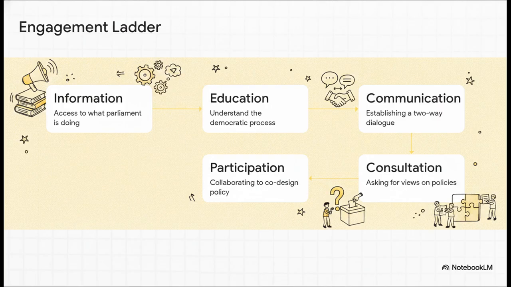Step 1 is information. This is simply providing access to what the parliament is doing. Step 2 is education, where parliaments actively help citizens understand exactly how the democratic process works. Step 3 is communication, establishing a real two-way dialogue. Step 4 is consultation, which is where parliaments explicitly ask the public for their views on specific policies or draft laws. And finally, the top rung, Step 5, is participation. This is the absolute gold standard, where parliaments move beyond just broadcasting facts or asking for feedback, and they actively collaborate with citizens to co-design policy and genuinely share in the decision-making process.